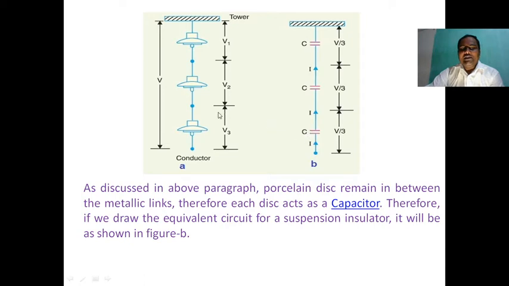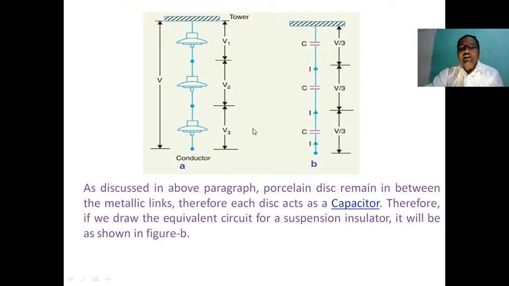So two metallic links in between the disc, which acts as an insulator: capacitance exists. This is called self-capacitance. The formation of capacitance in between two metallic links is called self-capacitance.